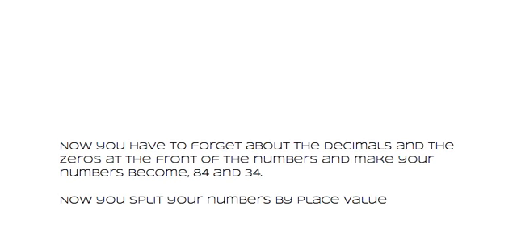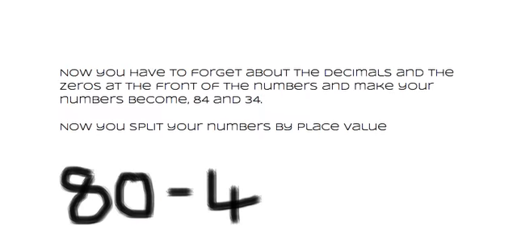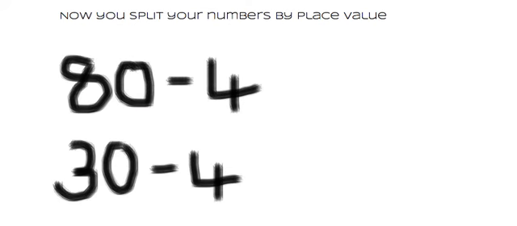Now you have to forget about the decimals and the zeros at the front of the numbers and make your numbers become whole, 84 and 34. Now you split your numbers by place value. So 84 would become 80 and 4. 34 would become 30 and 4. You have to remember that they're just separate numbers now.